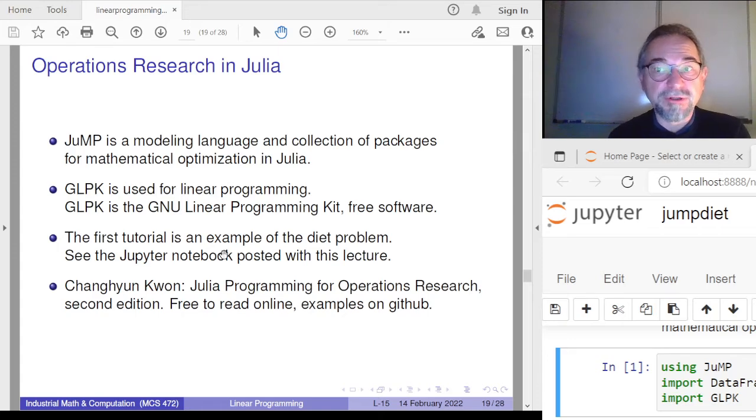For the first tutorial, we have our diet problem. Our diet problem was rather abstract. There is also a free book, already in the second edition, free to read online, and there are plenty of examples. The two project proposals associated with this lecture invite you to also use Julia. So let me switch to the Jupyter notebook.